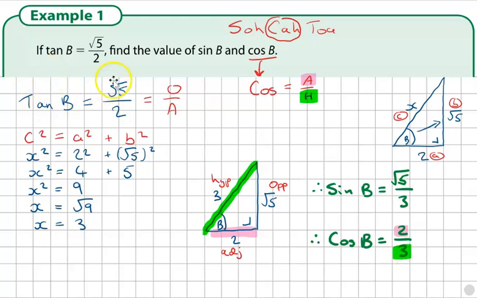So if tan B is equal to root 5 over 2, we use Pythagoras' theorem to find the third side, which we found to be 3. And once we have all three sides, we can create any of the ratios. So sine B is equal to root 5 over 3, and cos B is equal to 2 over 3.